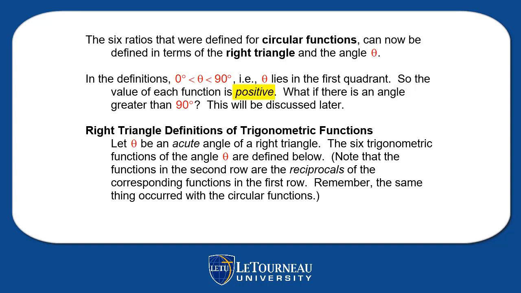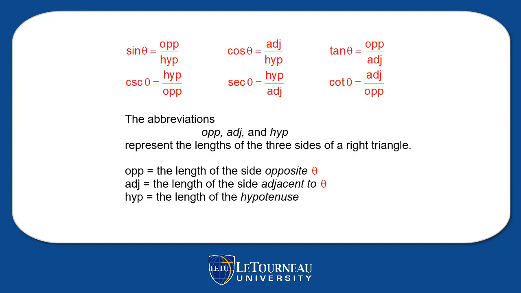So the value of each function is positive. What if there is an angle greater than 90? We'll discuss that later. So notice here our right triangle definitions. Let theta be an acute angle; the six trigonometric functions of theta are defined on the next frame. Notice that the functions in the second row are the reciprocals of the corresponding functions.